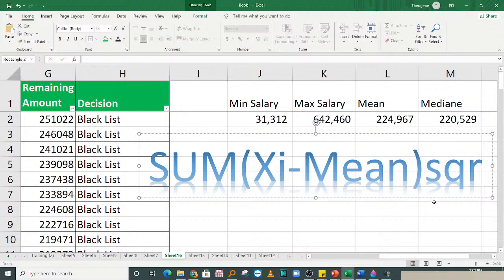So after we calculate the sum, after calculating the sum, we calculate the average.